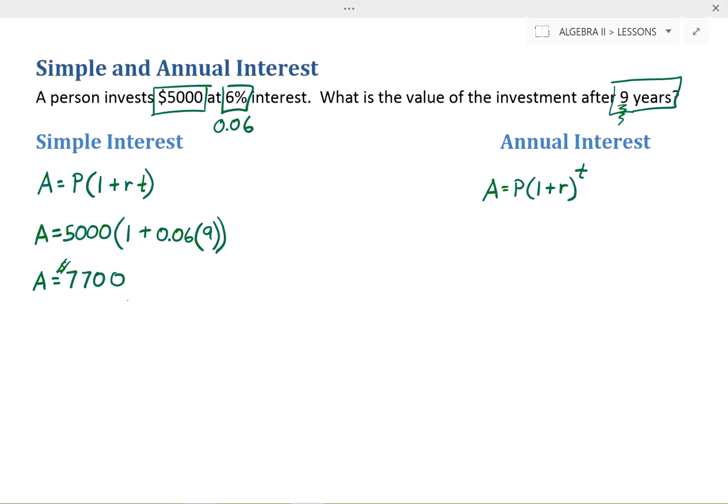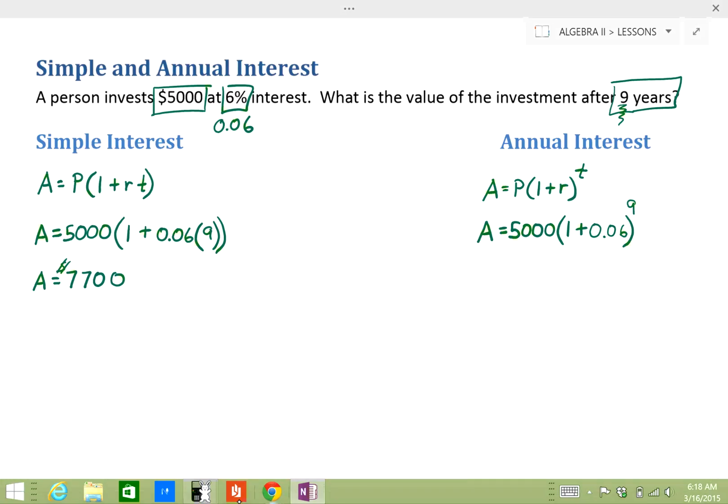Okay, so if you compare beginning to end, we made $2,700. Let's take a look at what happens, though, with the annual interest equation. In the annual interest equation, we have the same variables, so we'll go ahead and start plugging things in. That's A equals P, principal of $5,000, times 1 plus, again, our rate in decimal form, 0.06, to the power of t, t being our time, which is 9 years.